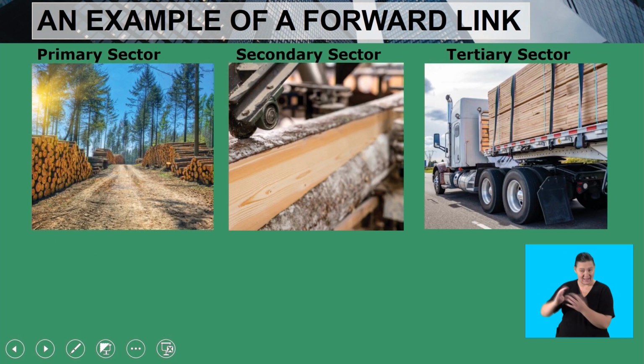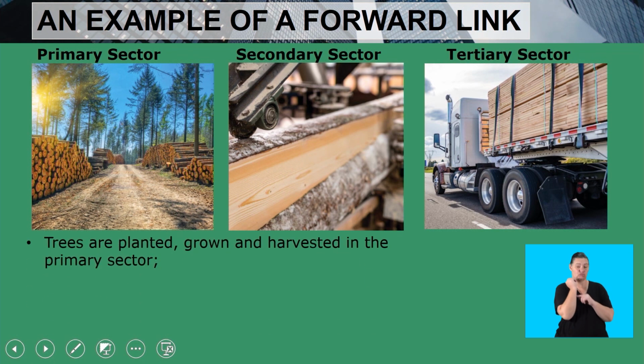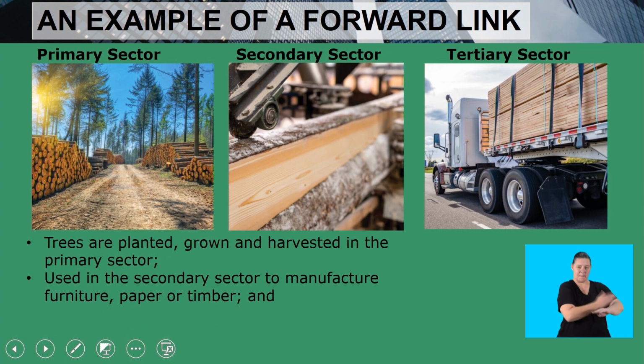Here's an example of a forward link. Trees are planted, grown, and harvested in the primary sector. As you can see in the picture, there are trees that have been planted in the primary sector, and then they have been cut down and used in the secondary sector to manufacture furniture, paper, or timber.